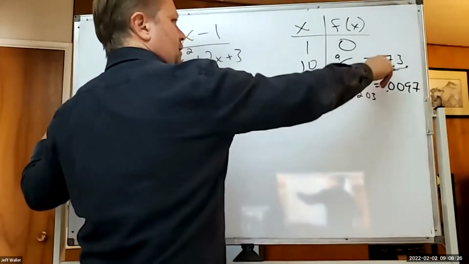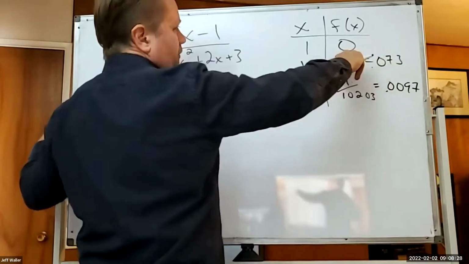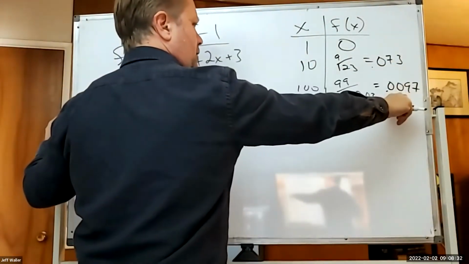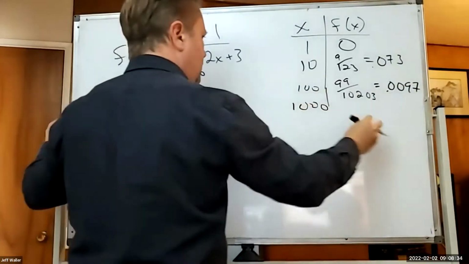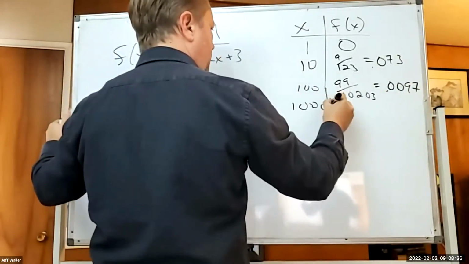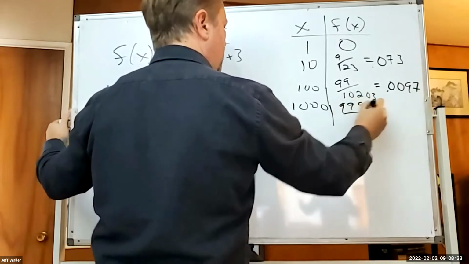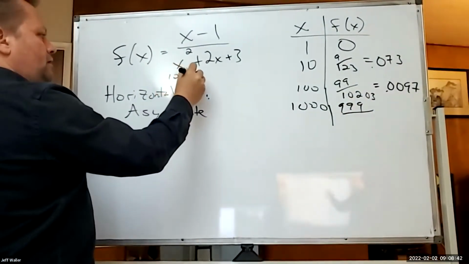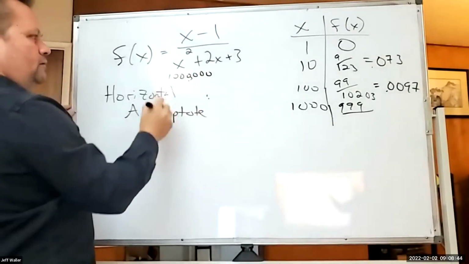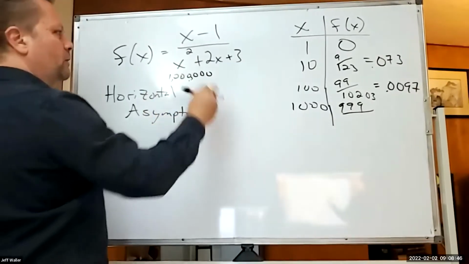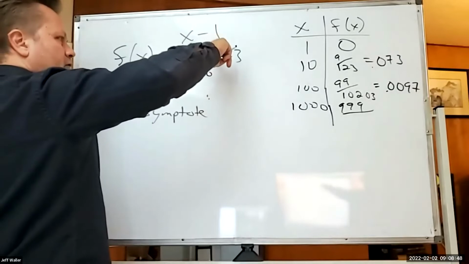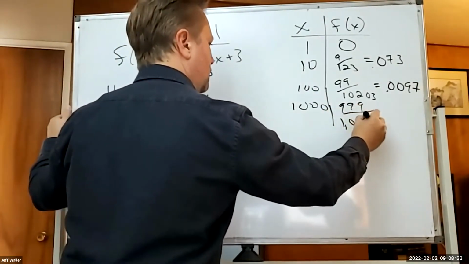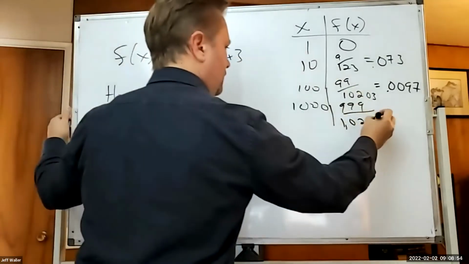Right. So it started off at 0 because that's the x-intercept, but then it got here and then it's going down again. And if I do 1,000, it's going to get even smaller. So let's see what that's going to be. 1,000 squared is 1,000,000. So it'll be 1,000,000 2,000 and 3.